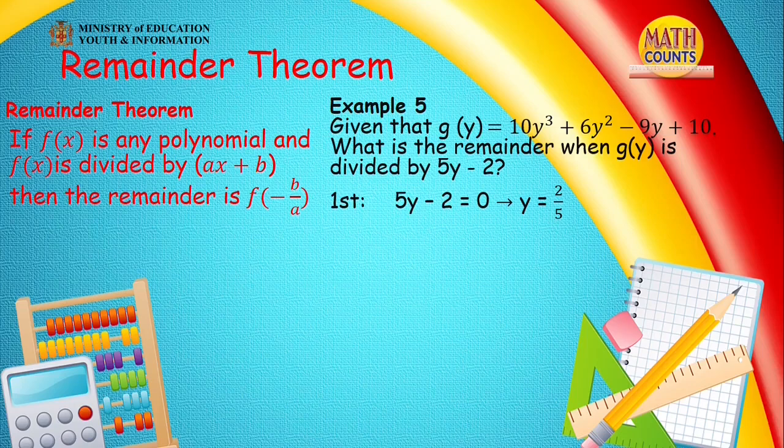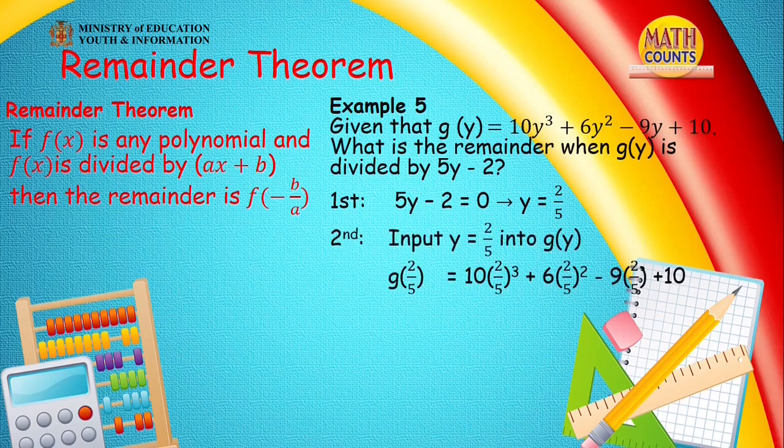Then, to solve for the remainder, we input 2/5 into g of y. Now, after this, we work what is in parentheses and we do the arithmetic. And we get 0.64 plus 0.96 minus 3.6 plus 10. We get a remainder of 8.